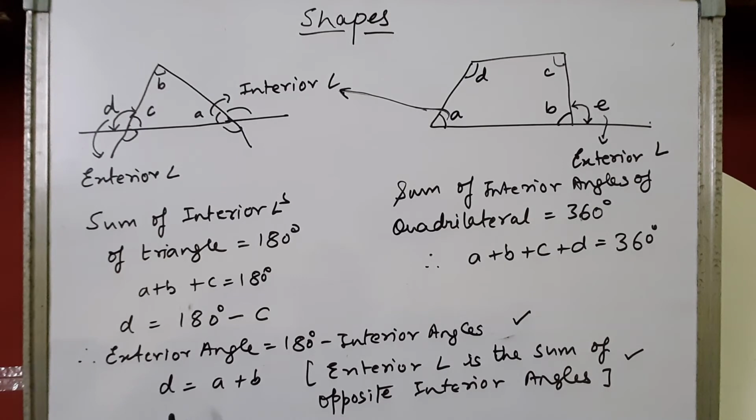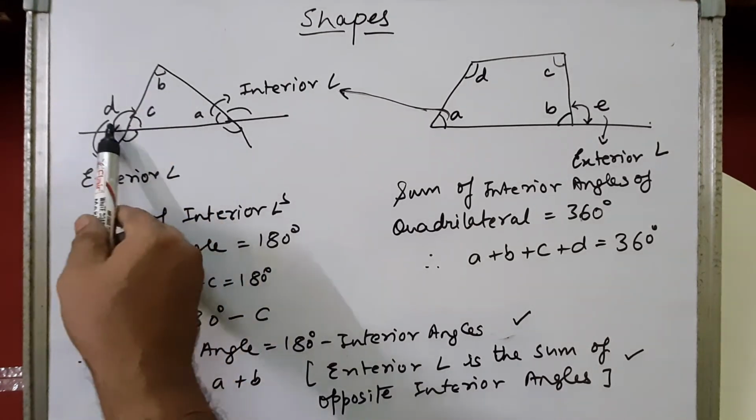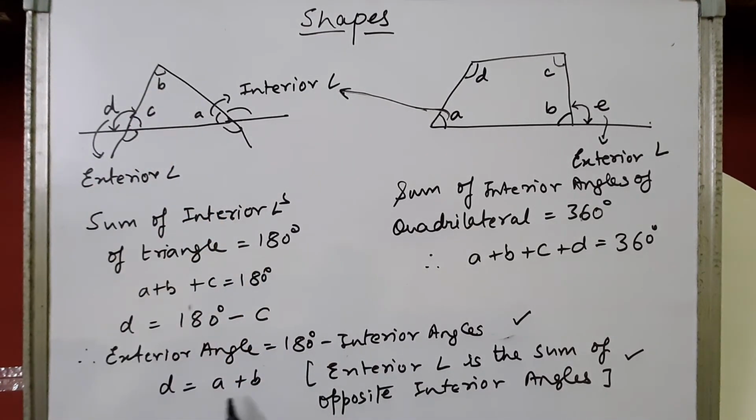That means if we have to calculate the value of D from C, D will be 180 minus C. From A and B, if we have to calculate D, the value of D will be A plus B. That means the exterior angle is the sum of the opposite interior angles.